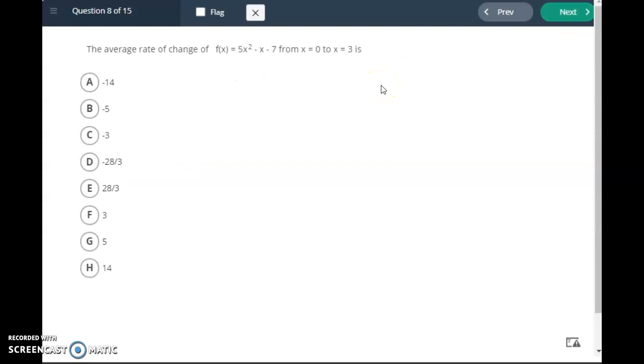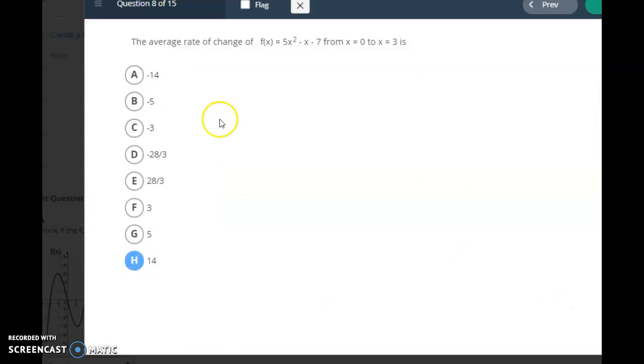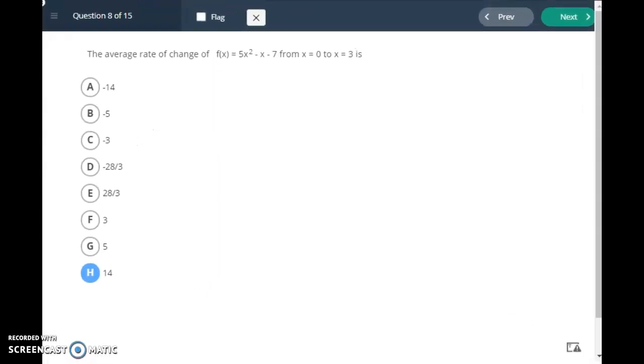Alright, this one, the average rate of change of f of x equals 5x squared minus x minus 7 from x equals 0 to x equals 3. So on this one, we're going to have to calculate f of 3 and f of 0. You will see here the work I did to calculate the average rate of change. I would recommend pausing if you want to look through this a little bit more. Anyway, the answer turned out to be 14. So we'll do 14. And we will keep going.